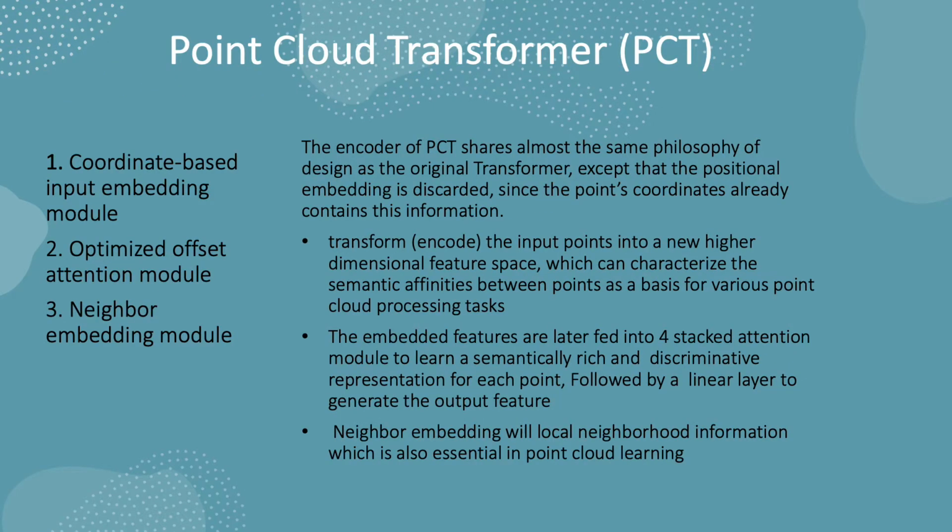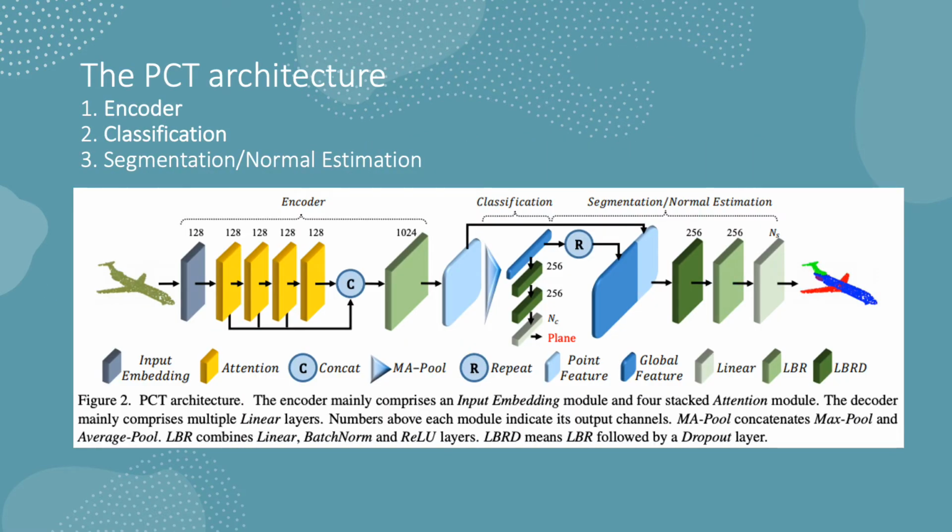Recently, a transformer for point clouds has been proposed. This transformer is called PCT, which shares the same design philosophy as the original transformer, except the positional embedding is discarded, since the point coordinates already contain this information. PCT includes a coordinate-based embedding module, an optimized offset attention module, and a neighbor embedding module. The PCT has three pipelines: encoder, classification, and segmentation with normal estimation. I will focus on the encoder and the classification in my project.